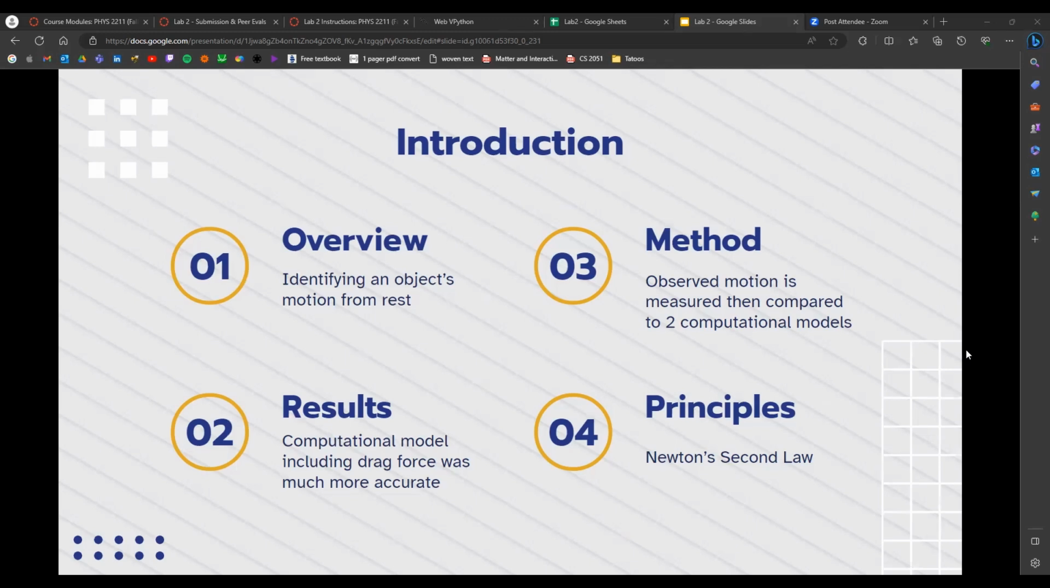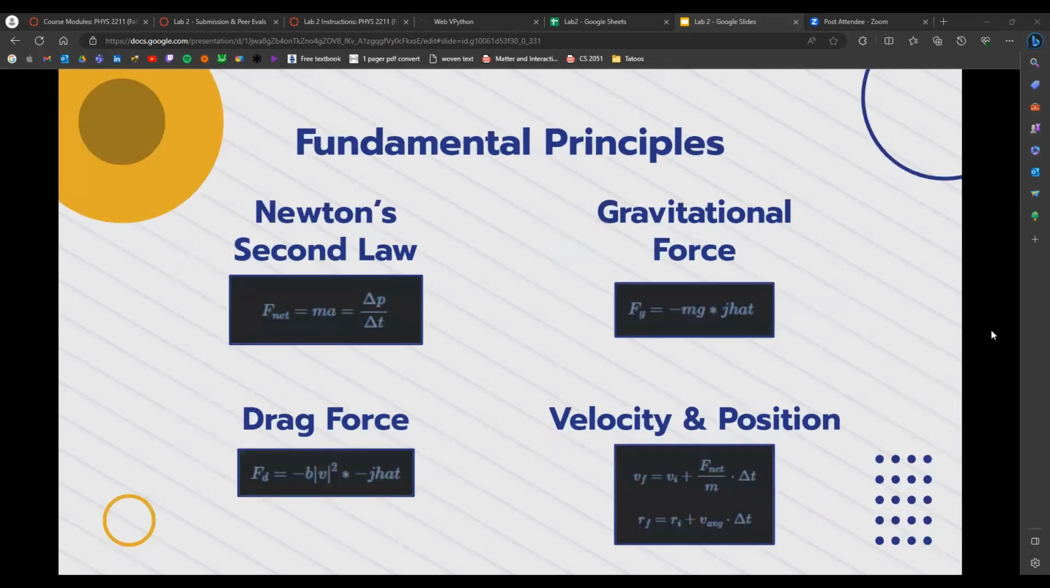And the major principles start with Newton's second law. To dive a little bit deeper into the fundamental principles, as I've said, Newton's second law shows up in this lab in the form of the momentum equation, as well as the general mass times acceleration. In addition, there was also the gravitational force formula, as well as the drag force formula. Finally, the velocity and positional update formulas were also needed, especially on the computational side.